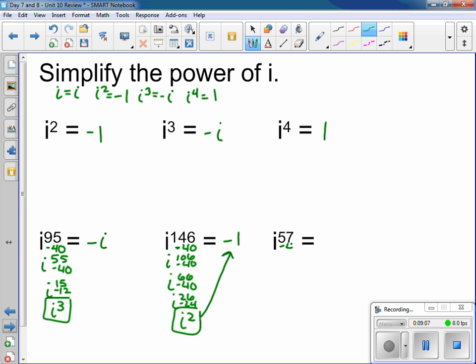So I'm going to stick with my 40. That leaves me with i to the 17th. And I think, what number is close to 17 that's divisible by 4? 16 is. So I'm left with i to the first, which is just i. Okay? So you really want to look for anything that's divisible by 4, and whatever's left over is your answer.